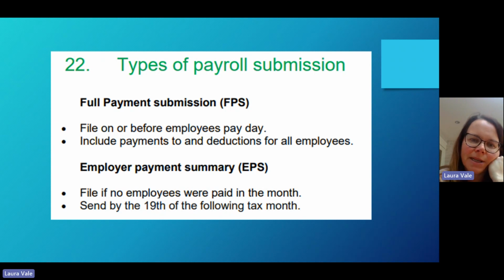So the full payment submission, we're told here, we file that on or before the employee's payday, and it includes payments to and deductions for all employees. And then there is a note about the EPS, the employer payment summary, where we file it if no employees were paid in the month, and we send it by the 19th of the following tax month. But remember, it can also be used, and it doesn't tell us this in the reference material, it can also be used to claim those deductions for the employer allowance, the SMP, etc.